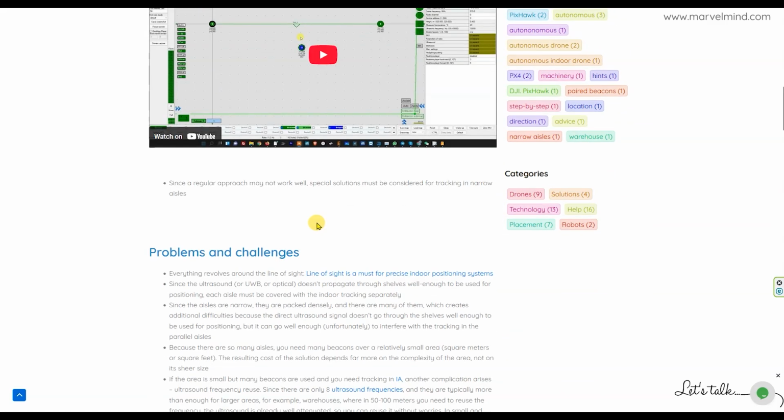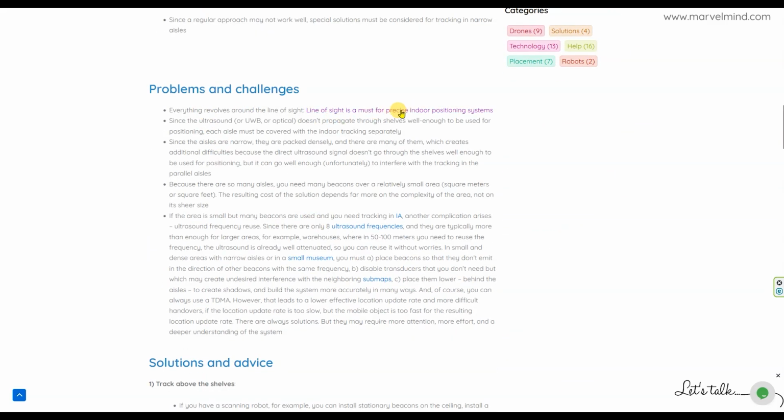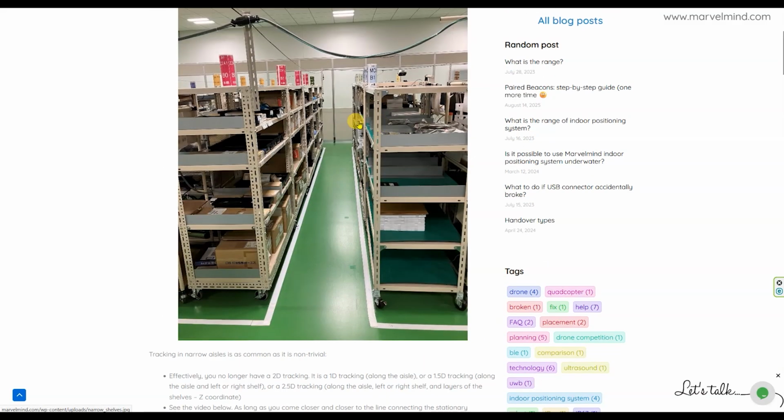Some other things to remember, potential problems. Line of sight. Everything revolves around line of sight. The problem is that if you install beacons like this, for example here and here, these beacons cannot penetrate through the shelves because of multiple obstacles. On the other hand, in some cases when the shelves are empty, they can penetrate and thus interfere with the tracking system in neighboring ALs.